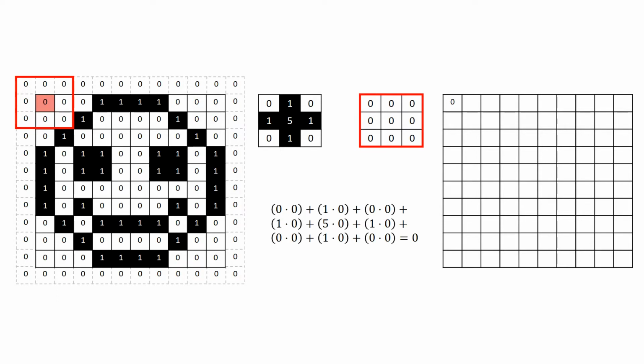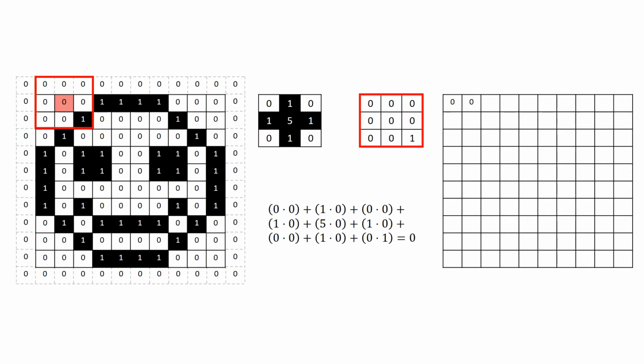Now we'll take this section of the image and compare it to the kernel. We'll do this by doing a pairwise multiplication of each of the elements and then summing all those together to get the pixel value for our output image. You can think of this as taking the dot product between the kernel and that section of the image. Now in this case, that equals 0. So the first pixel in our output image will be 0.